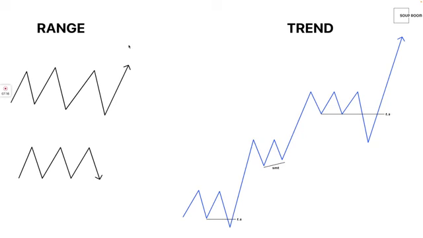So here are examples of a ranging market. Here is a trending market. A range, as a lot of you know, is a consolidating market. A trend is expansion. So there's always going to be ranges on the lower time frame inside of a trend. As you can see, range, expansion, range, expansion, range, expansion. After an expansion comes a range. After a range comes an expansion. That is key.